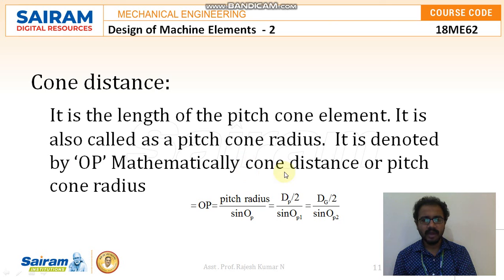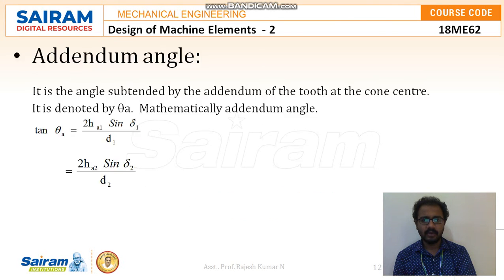And what is the formula? Mathematically, the cone distance OP is equal to pitch radius divided by sine delta. So the pitch radius is dP by 2 divided by, for the first gear, sine delta 1. Similarly, for the second gear, it is dG by 2 divided by sine delta 2. For both gears I can define the cone distance.